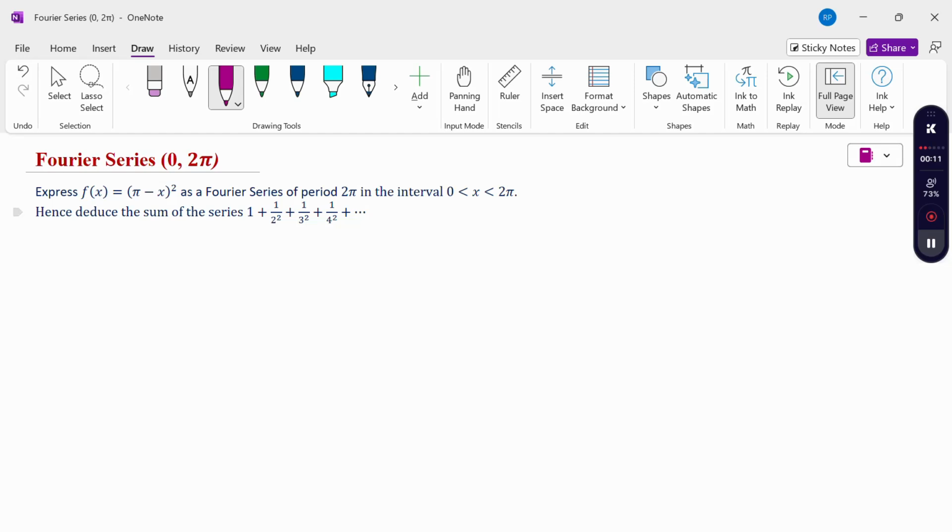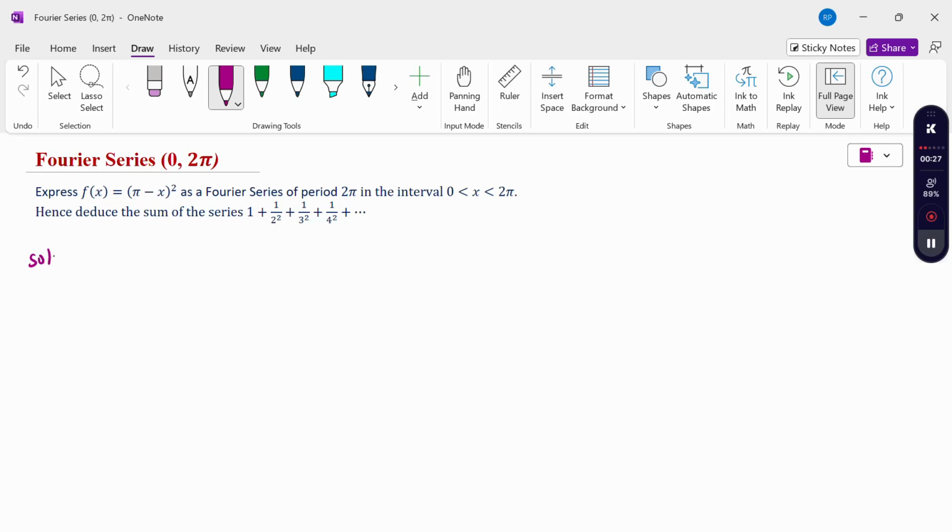In this section we are going to discuss a Fourier series problem in the interval 0 to 2 pi. Express f of x equal to (pi minus x) whole square as a Fourier series of period 2 pi in the interval 0 less than x less than 2 pi. Hence deduce the sum of the series 1 plus 1 by 2 square plus 1 by 3 square plus 1 by 4 square plus and so on.